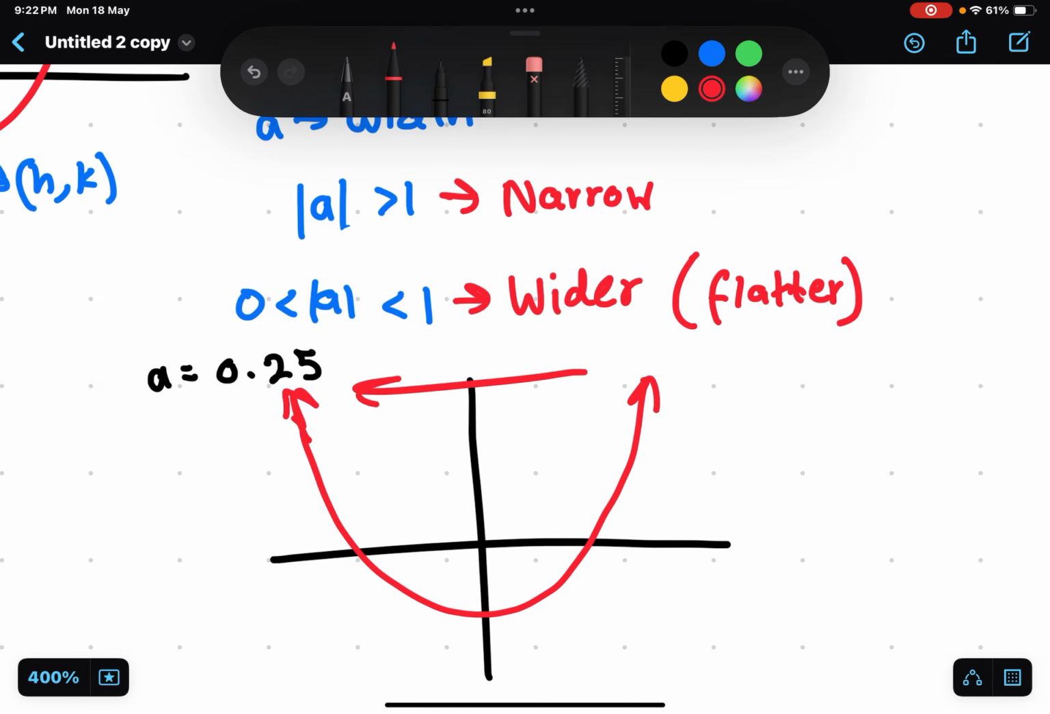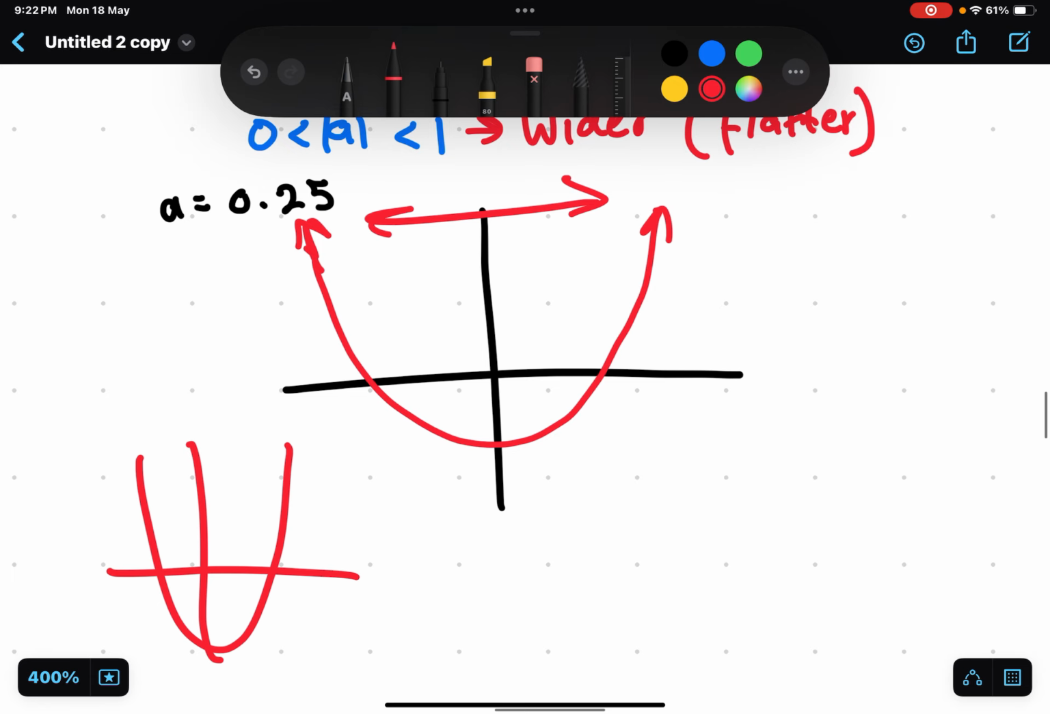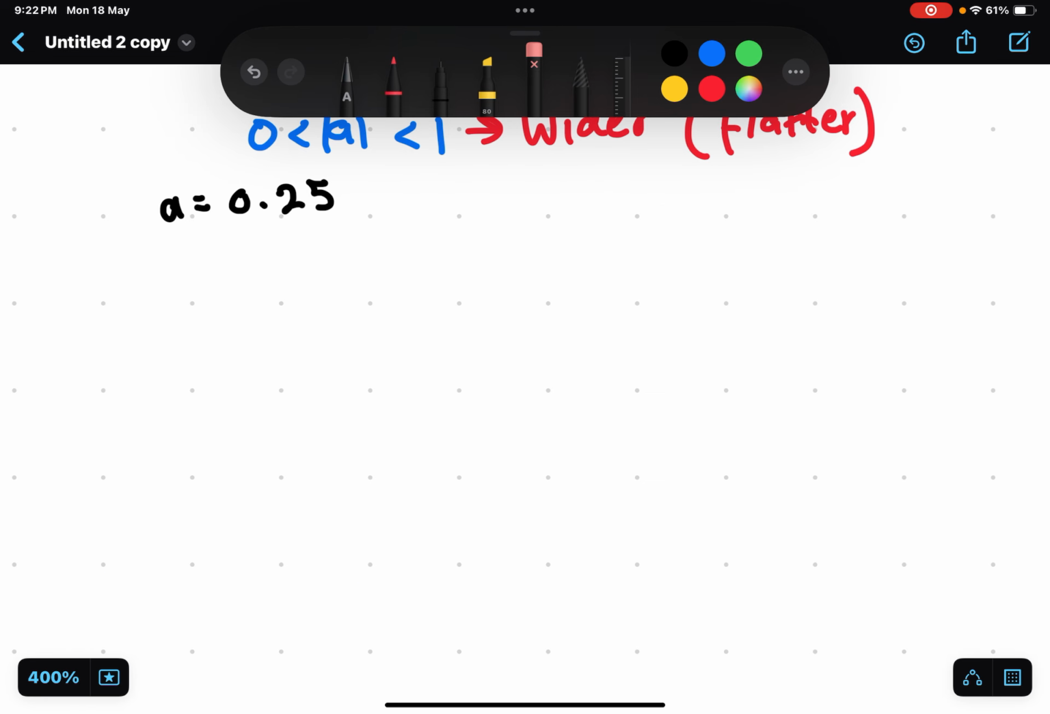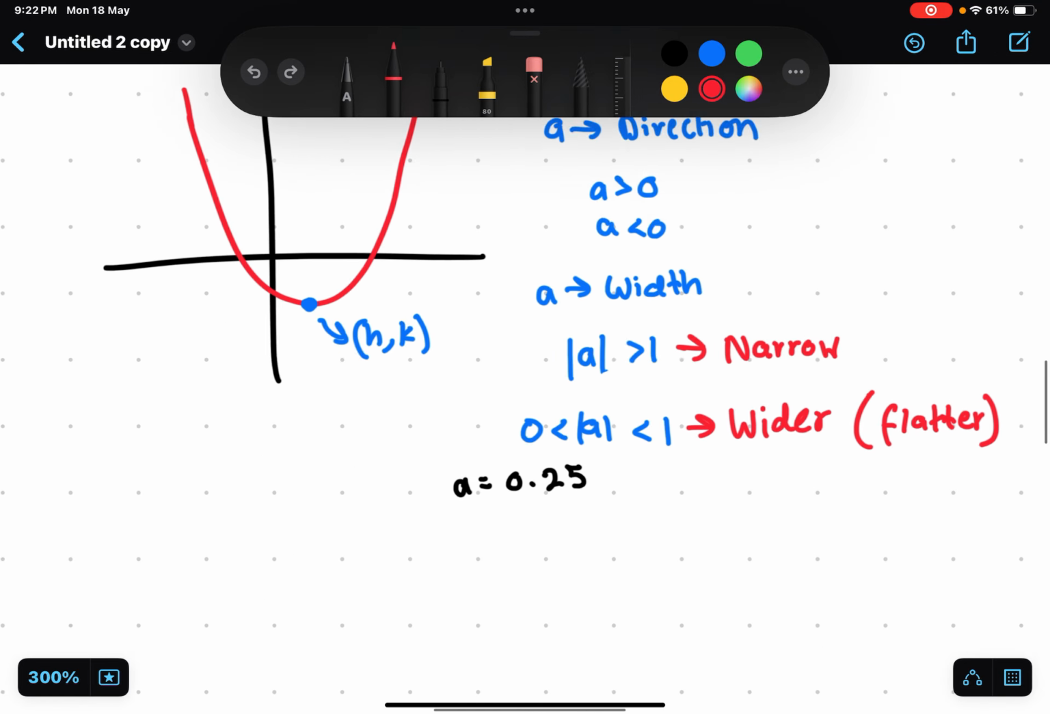And this is what I mean by flatter. It's a bit flatter than when you had this one, which is not as flat. So basically, that's what your A controls, which is this one over here. So now we've looked at what H is, what K is, and what A is.